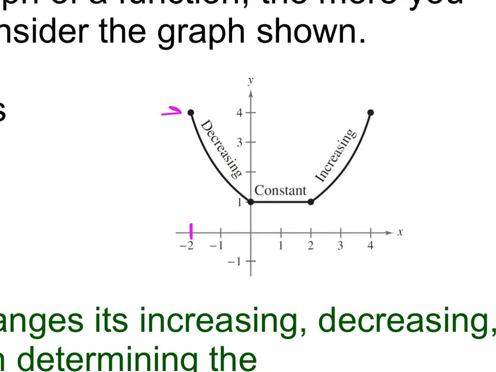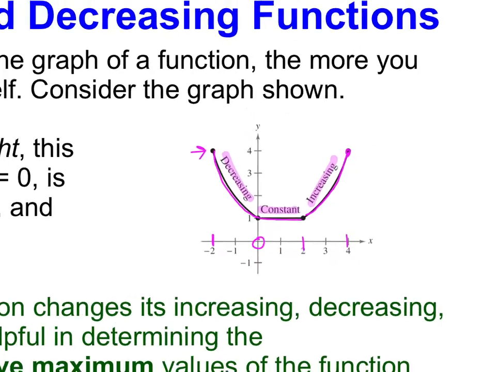And notice we have this point here, so that means it's actually starting there. We're decreasing until we get to 0 on the x-axis, and then we're constant from 0 to 2. So there's no change there. And then we're increasing up until the x value of 4. So whatever this graph is representing, that's the behavior that it's showing here. The decreasing, staying the same for a while, and then increasing.